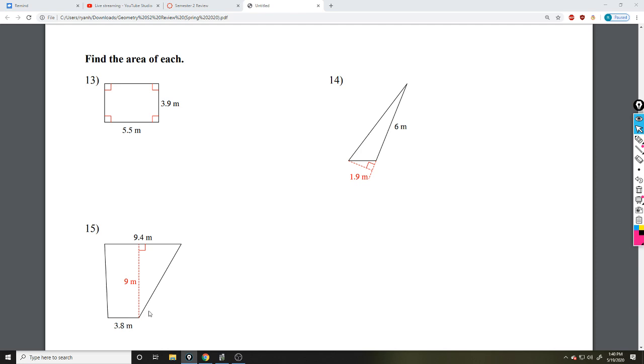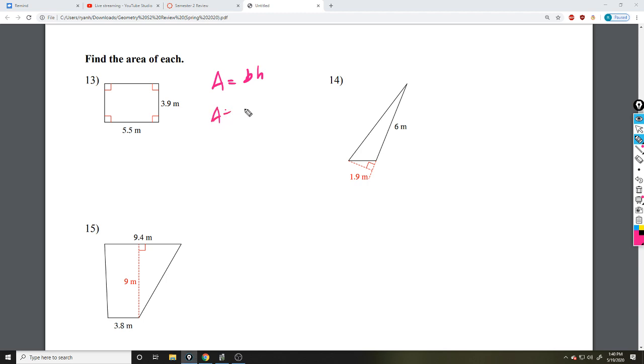Now, normally these would be formulas that I would be expecting you to memorize. So hopefully you know at least a couple of these. So let's look. Area of a rectangle is length times width or base times height, however you prefer it.